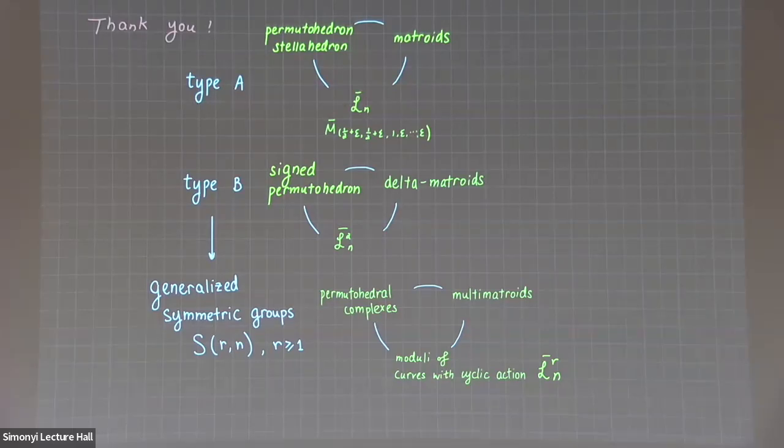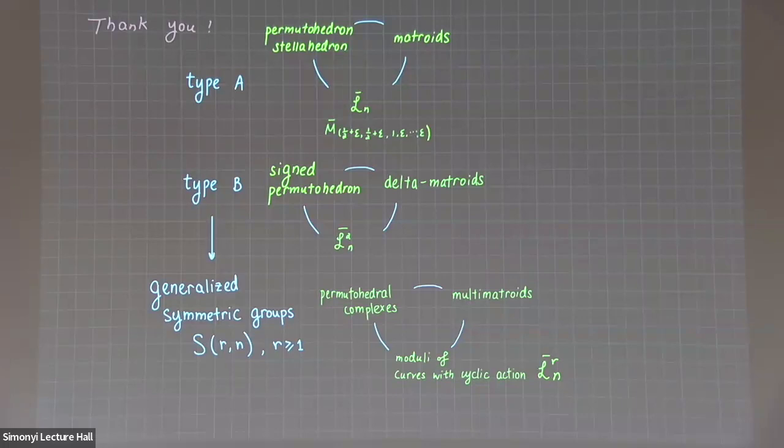Is there a nice characterization of these R-multimatroids in terms of their polytopal complexes, like along the lines of the Delphine? That's an interesting question. I don't know. Is the independence polytopal complex convex? I want to say no, but I need to check. In three dimensions it's a little strange. I don't think that's the case.